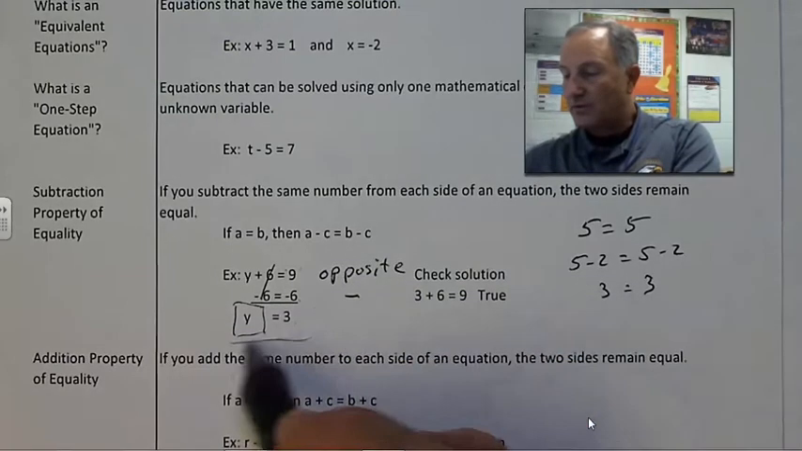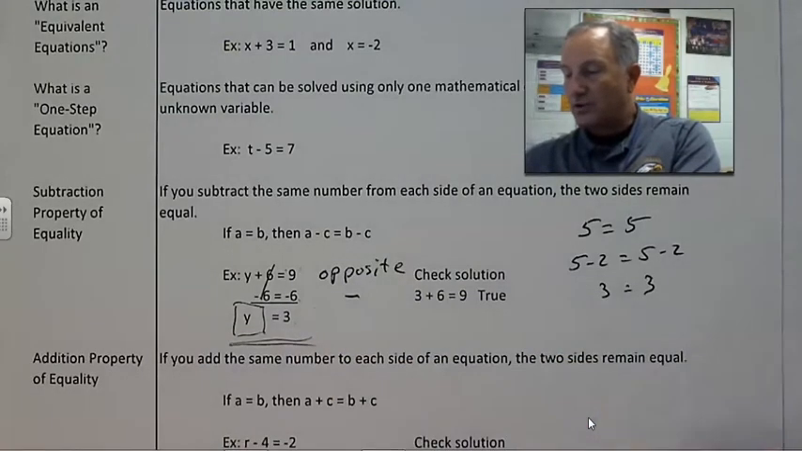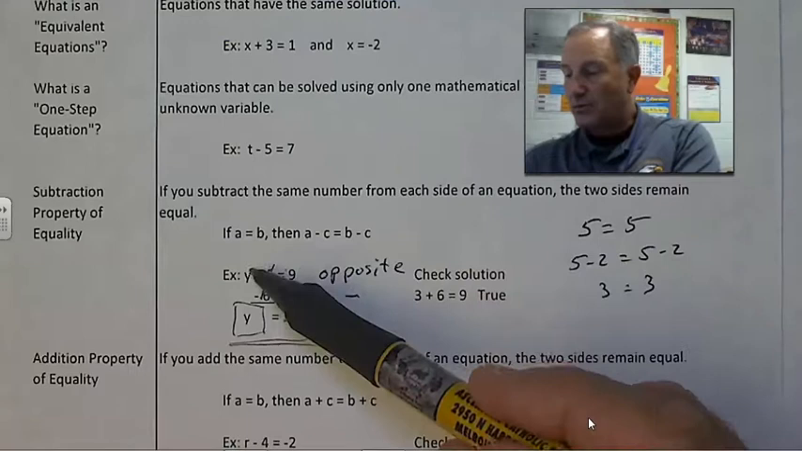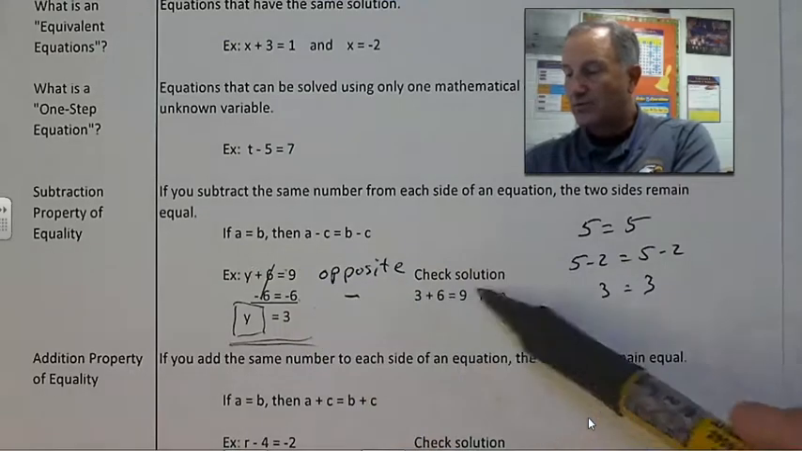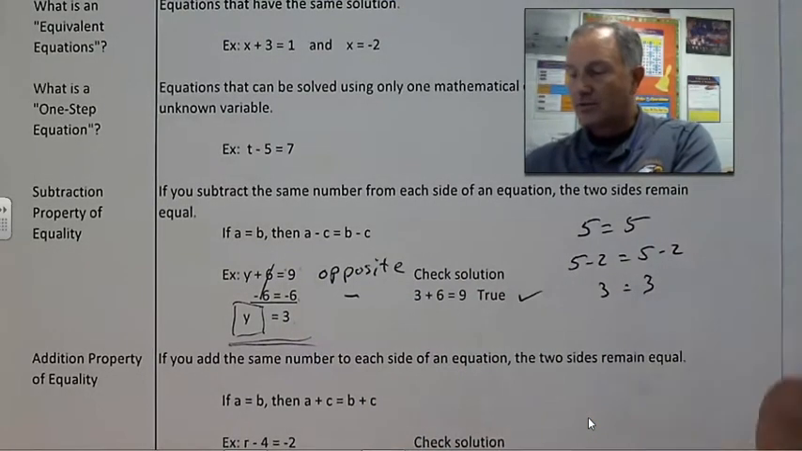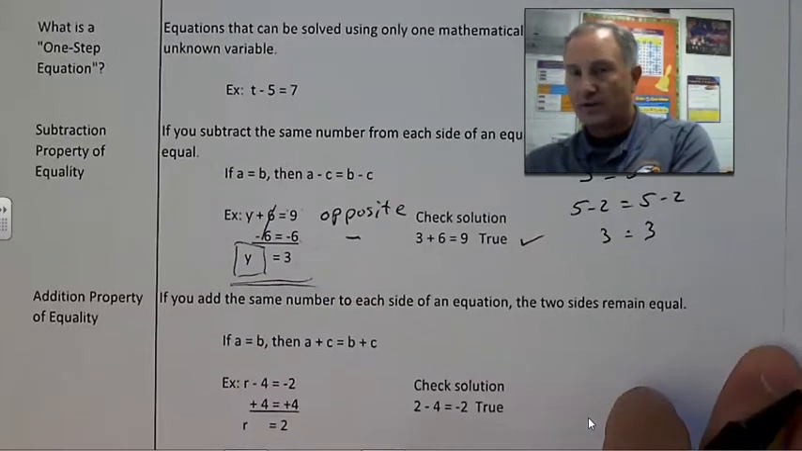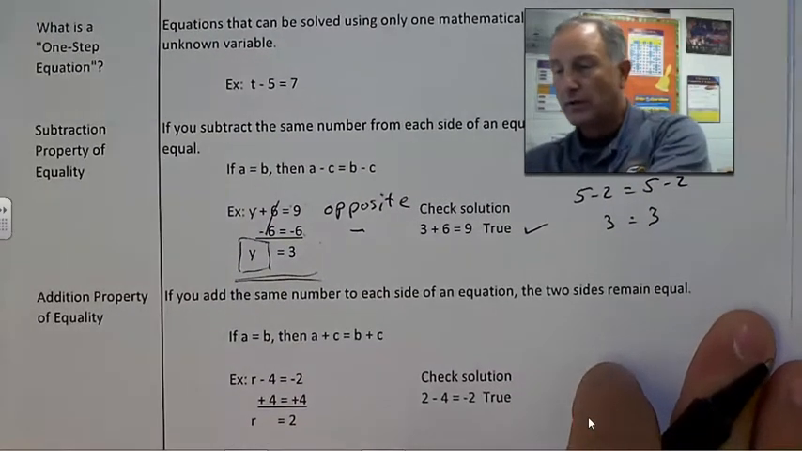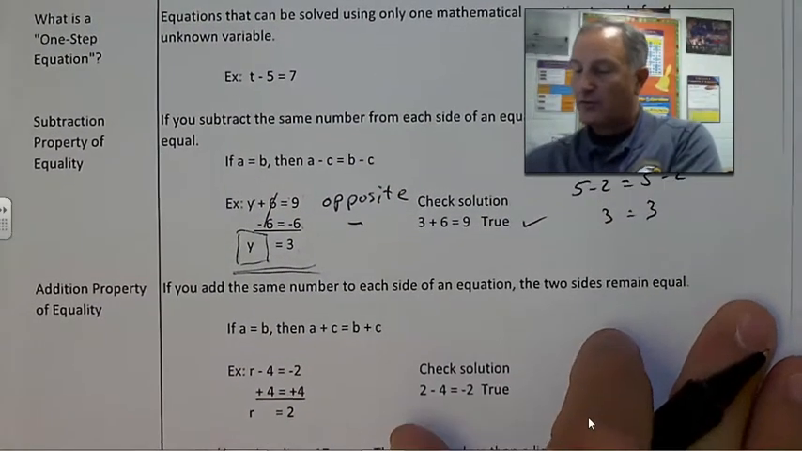So y equals 3 is our solution. And you can always check it by plugging it back in. Put the 3 in for the y. 3 plus 6 equals 9. True. It checks.